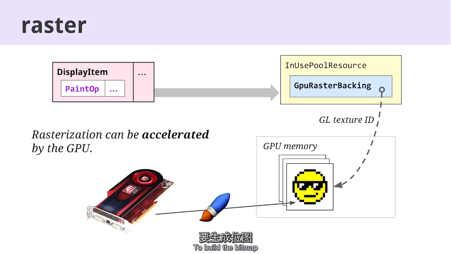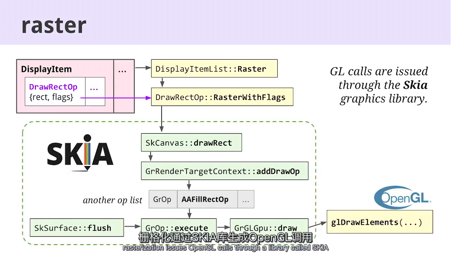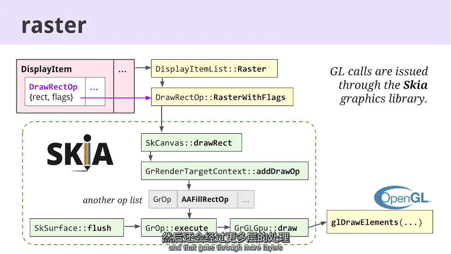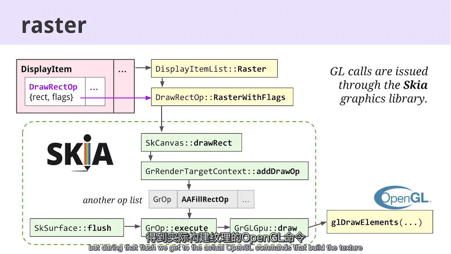To build the bitmap, rasterization issues OpenGL calls through a library called Skia. And Skia provides a layer of abstraction around the hardware and understands more complex things like paths and Bezier curves. So when it's time to raster our display item, those paint ops make calls to this SkCanvas object inside Skia. And that goes through some more layers. In fact, Skia's GPU accelerated code path builds its own buffer of drawing operations, which is flushed at the end of the raster task. But during that flush, we get to the actual GL commands that build the texture.